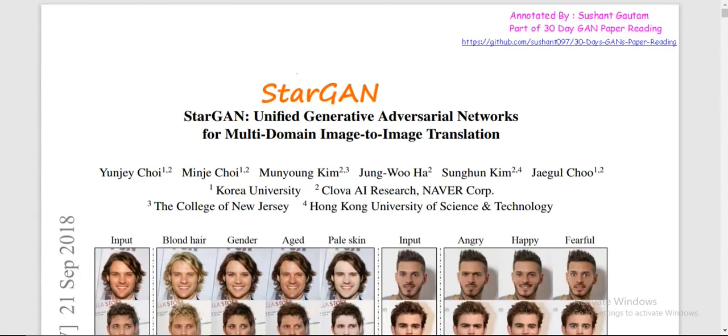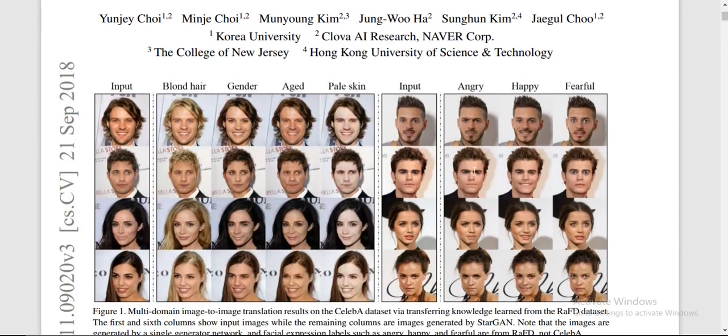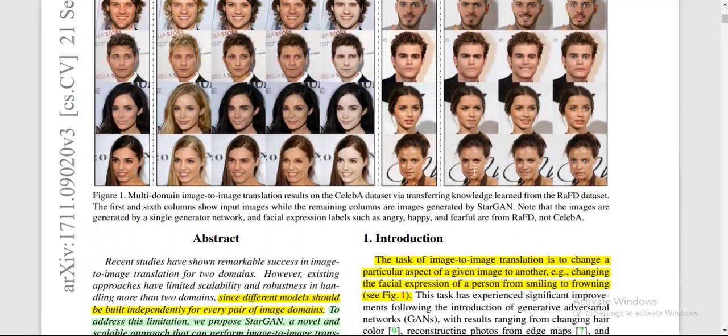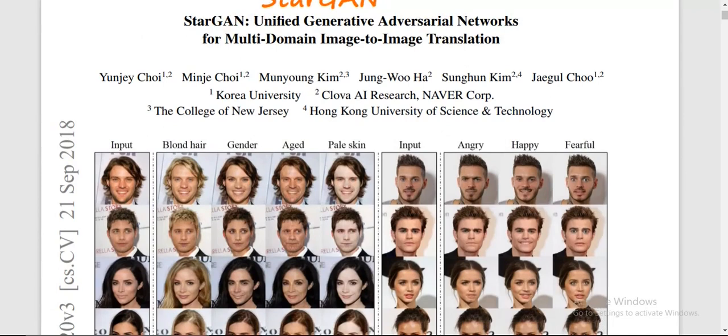Hello guys, today we are going to discuss one of the exciting papers on GANs called StarGAN. The paper's full name is Unified Generative Adversarial Networks for Multi-Domain Image-to-Image Translation by Yunjey Choi and his team. So this paper has interesting results. If you see this figure, its name is already mentioned: multi-domain image-to-image translation.